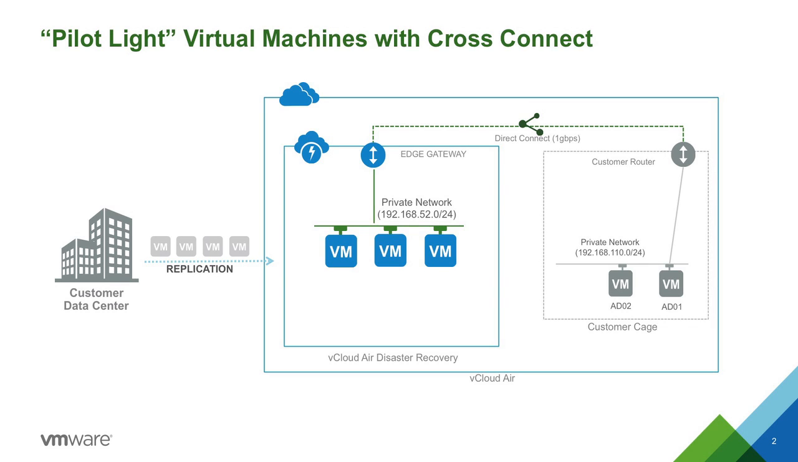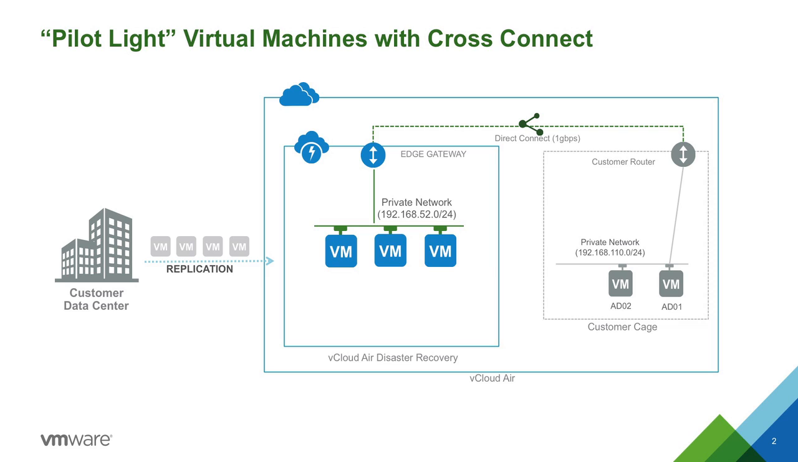So in this slide, you can see that we have our on-premises data center and we're replicating virtual machines out to vCloud Air Disaster Recovery. But what do we do about things like Active Directory? We need to perform local authentication lookups in the event that our data center fails. So the first thing we can do is leverage something called cross-connect. This is where you actually rent a cage in one of our data centers and you can bring your own physical servers into that cage.